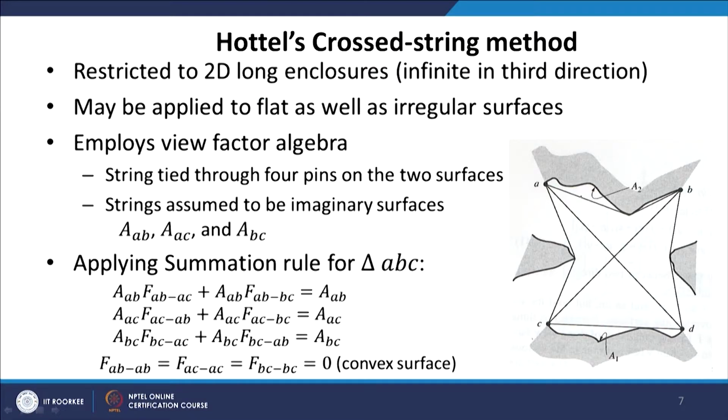Okay. Now, the surfaces may be flat or they may have irregular geometry. For example, we want to calculate the view factor as shown in this figure. The surface A1 is also irregular and surface A2 is also irregular. So, how do we find it? What we do in this method is we put 4 pins. Now, these pins are called A, B, C, D. Okay. These pins, 2 pins are on the surface A2 and 2 pins on the surface A1.